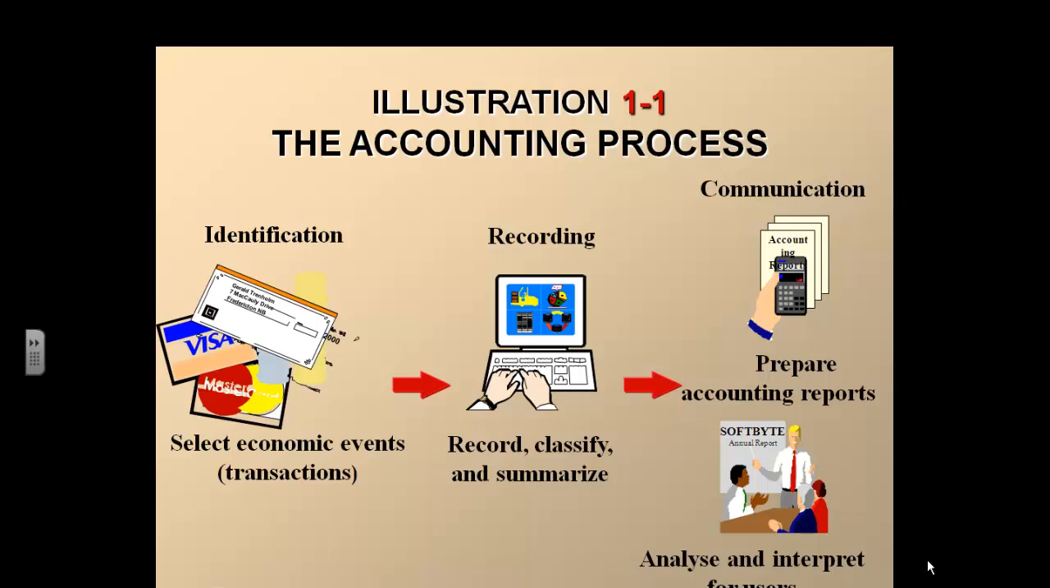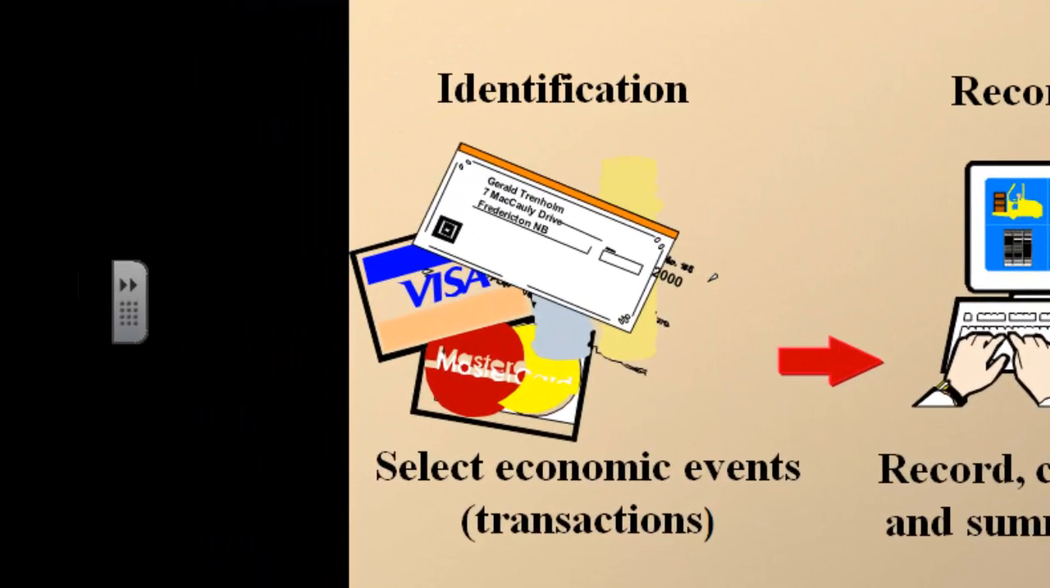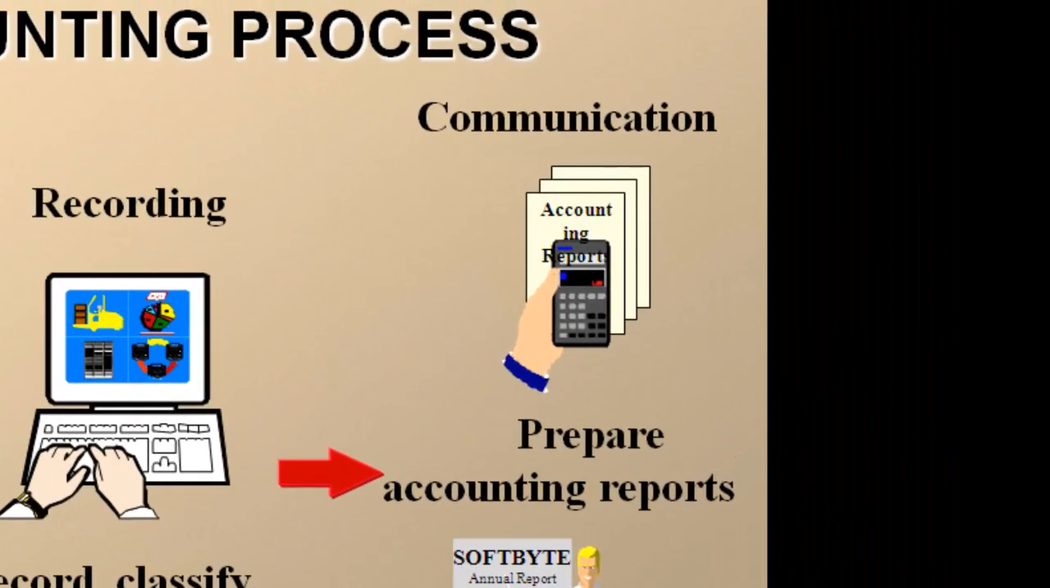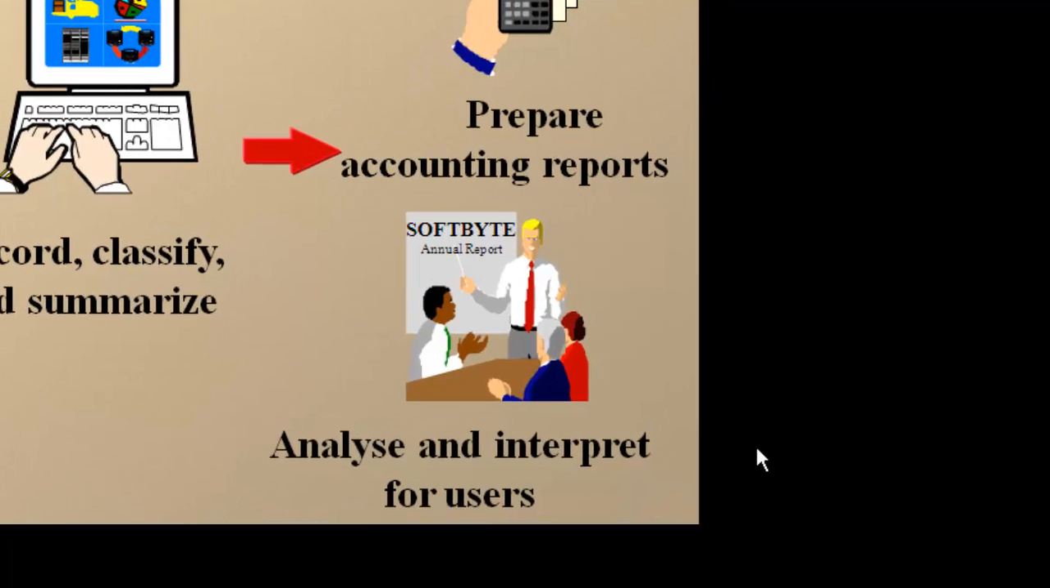If you recall from grade 11, the accounting process involves identification, recording, communication, and analysis of economic events. Those are the 4 steps of the accounting process. In identification, it is up to you to identify and select economic transactions through source documents and then record them in step 2, which would be journalizing and then communicating them through preparing financial reports. Then the last step would be to analyze and interpret the results and provide feedback to the organization.